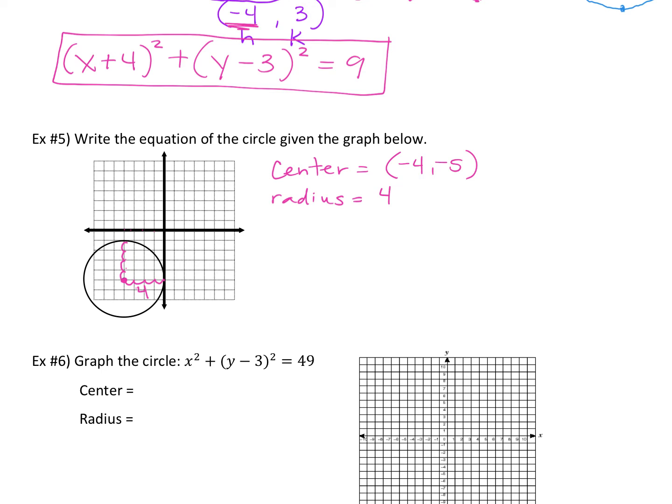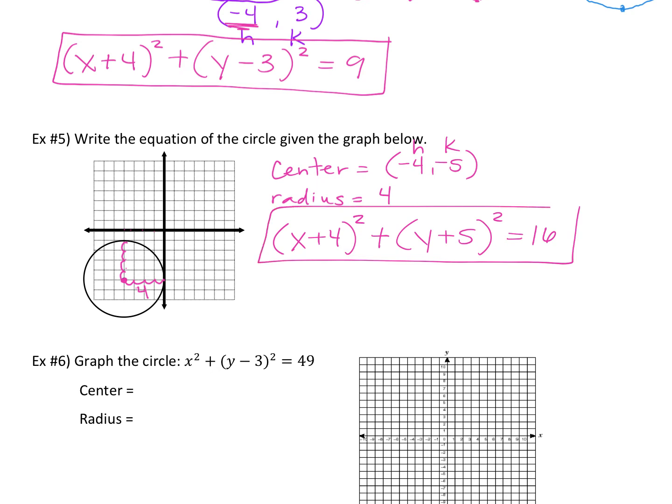So now that you have center and radius, now you just drop it into the equation, okay? So it's going to be x what? Plus or minus? Plus 4, right? This would be your h value. This is your k value. X plus 4 squared plus y plus 5 squared equals 16, the radius squared. Is it coming back? Do you remember this? Hopefully.